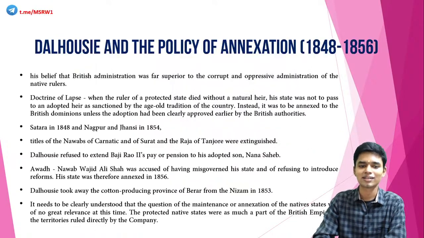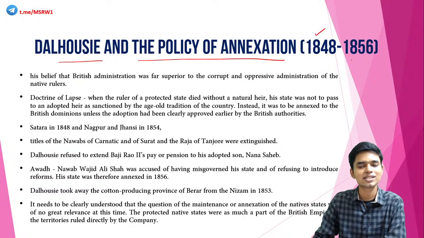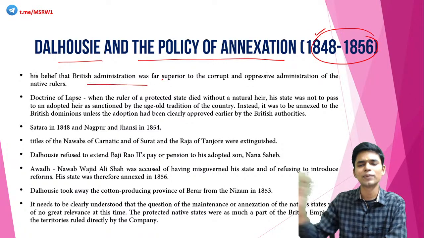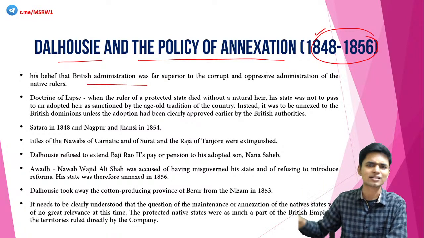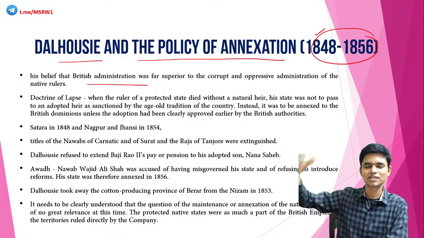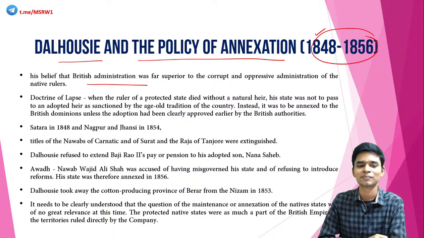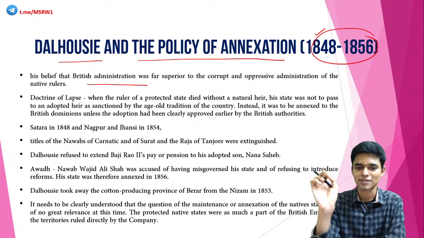This is the last slide for today: Dalhousie and the policy of annexation. Dalhousie came to India in 1848 and stayed until 1856, around 8 years. He believed that British administration was far superior to the Indian administration, which was extremely corrupt. He considered himself and the British as superior to Indians, and Indians as inferior. He designed a policy named the Doctrine of Lapse.